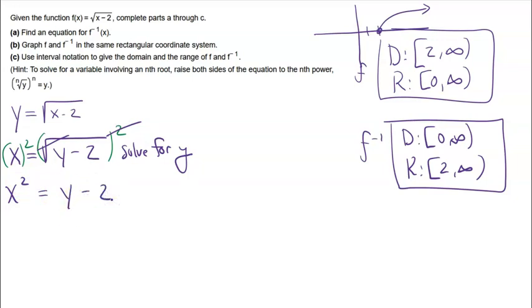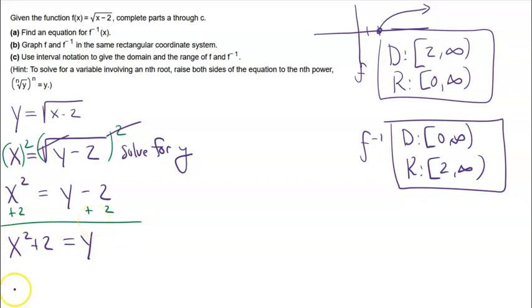Again, I'm trying to get this y by itself. So I need to add 2 to both sides. Plus 2, if that helps you feel better. There it is. And that gives me x squared plus 2 on the right-hand side, and there's y all by himself on the, I said that backwards, x squared plus 2 on the left, and y all by himself on the right.